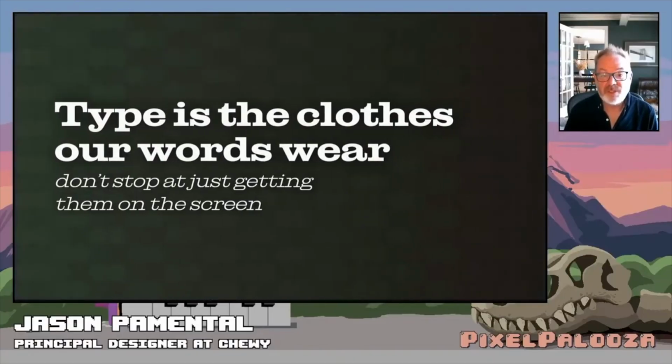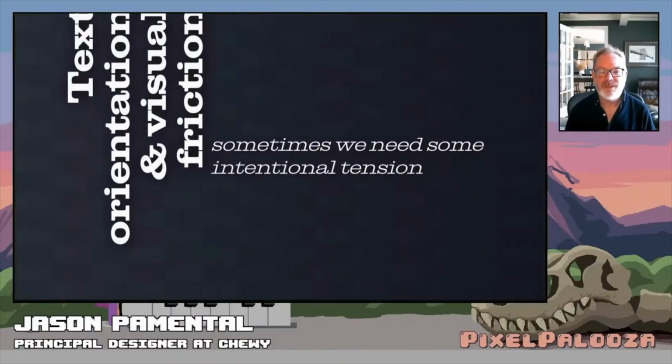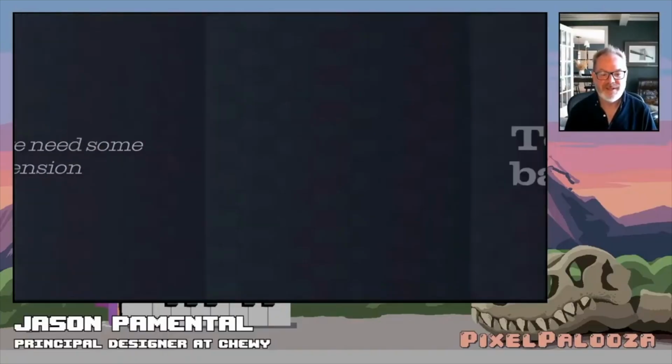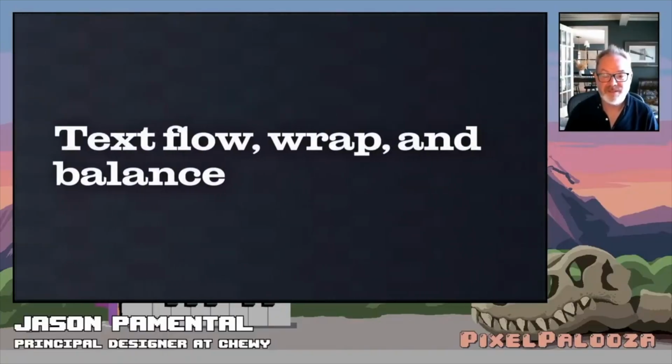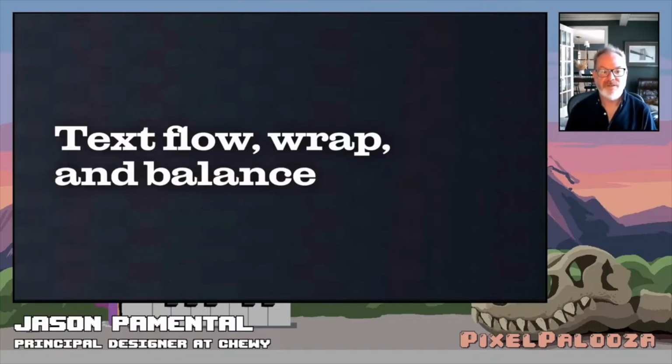Now, since type is the clothes our words wear, we don't want to stop at just getting things on screen. We really want to ramp up our expressiveness and take advantage of what CSS has to offer. So we're going to look at things like leveraging writing modes. Sometimes we want a little bit of visual friction to slow people down to take in a message. We also want to balance our text a little bit. So again, we've got a new property, text-wrap: balance, add one line, and all of a sudden we can start to even those things out and have fewer widows and orphans in our text without ever having to resort to any hacks or workarounds.